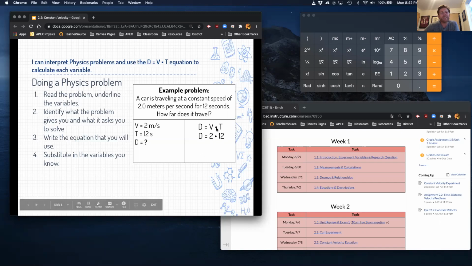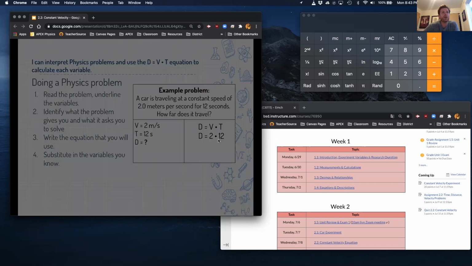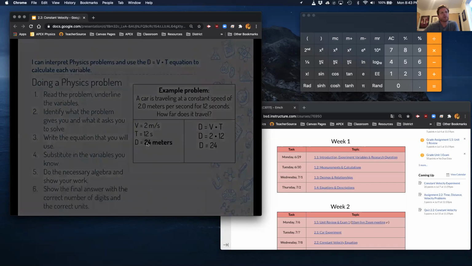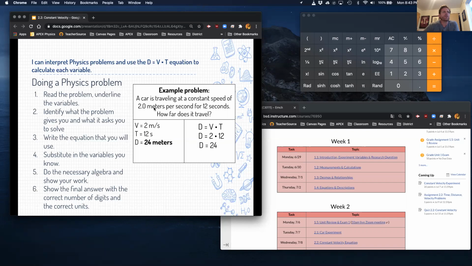Now I'm going to do some algebra. 2 times 12. Anytime you see this little dot in the middle, that means multiplication, by the way. So 2 times 12 equals 24. I did the necessary algebra. It's pretty simple in this case. And then I'm going to write my final answer right here. Okay, and I want to use the correct units and the correct number of digits. So for units, if this was meters per second and I'm talking about distance, then I look up here and I'm like, oh, I'm talking about meters. Cool, that's where I get meters from. This measurement has 2 digits in it. This measurement has 2 digits in it. Thus my final answer will have two digits in it.